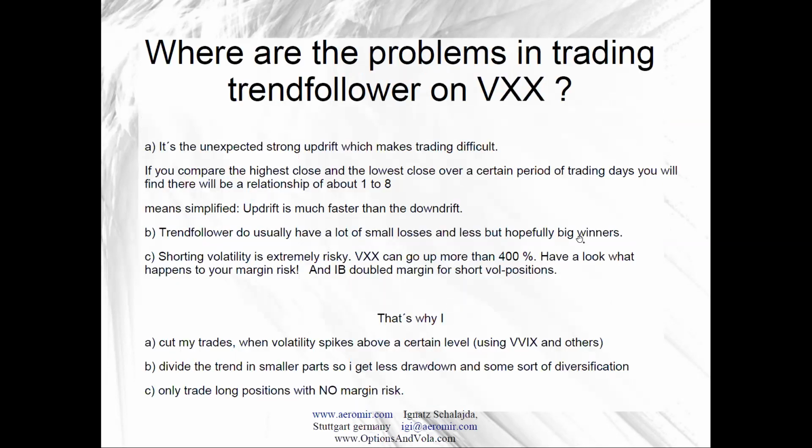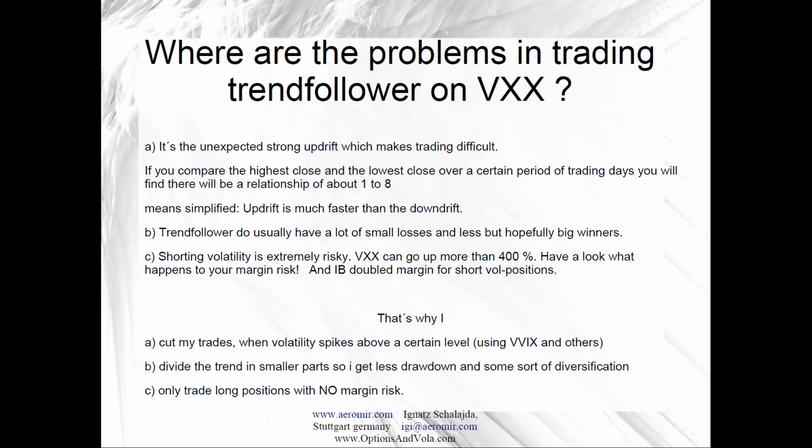So where are the problems in trading trend follower on VXX? It's the unexpected strong updrift which makes trading difficult. And if you compare the highest close and the lowest close, as I said before, over a certain period of trading days, you will find there will be a relationship of about 1 to 8. Simplified, it means the updrift is much faster than the downdrift.